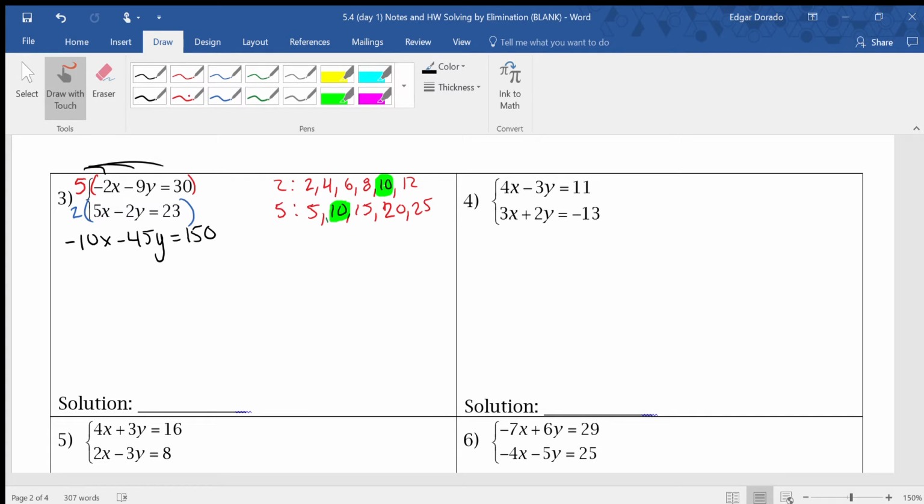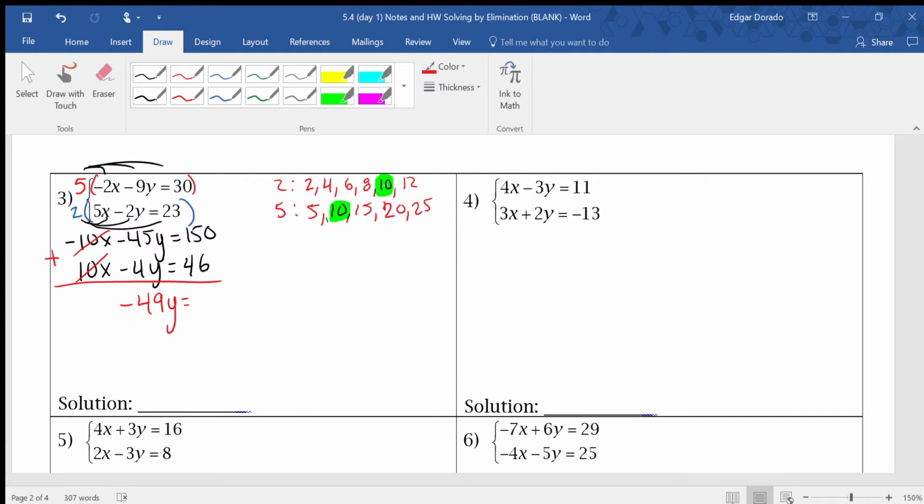Okay, now for my bottom, I'm going to also distribute. So I get positive 10x minus 4y equals 46. Now notice my x's right here. What's true about my x's now? They're the exact same number, they have the exact same coefficient, and they are exact opposites. So now I can add them and get a good result. So those will cancel out, and I get a negative 49y.